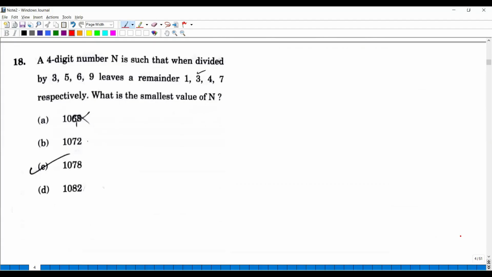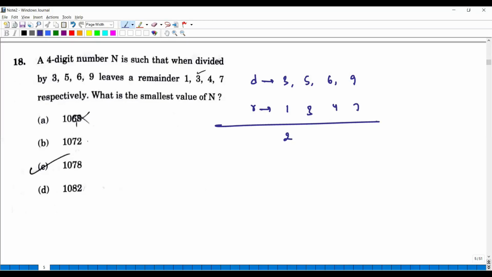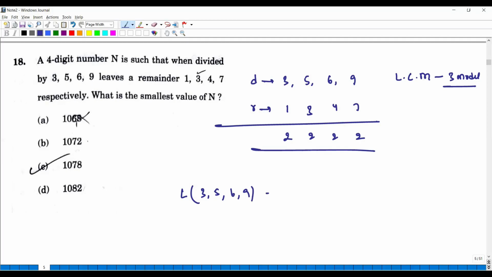A 4-digit number n is such that when divided by 3, 5, 6, 9 it leaves remainder 1, 3, 4, 7. The difference between the divisors and the remainders is the same. It comes under the third model of LCM. What you have to do is take the LCM of these numbers, then subtract 2. If I do the LCM of these numbers, I'm getting 90. 90 minus 2, the number is 88.